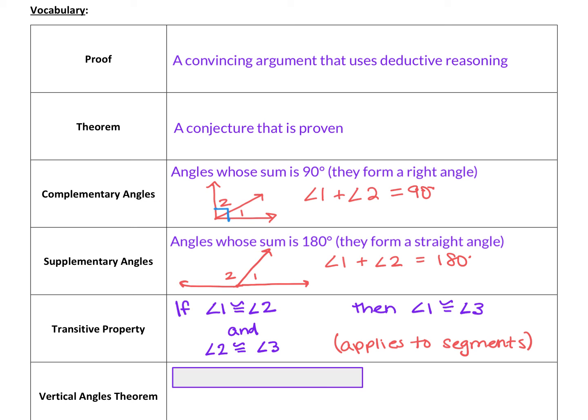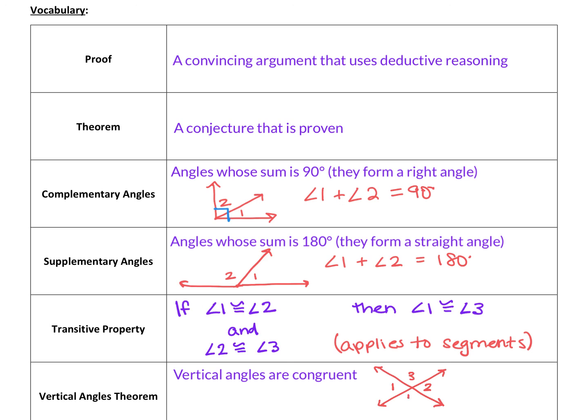All right, our last property is the vertical angles theorem. Vertical angles are congruent. So what are vertical angles? If you have two lines or segments that intersect, you have 4 angles that are formed. 1 and 2 are across from each other, 3 and 4 are across from each other. So we know angle 1 will be congruent to angle 2, and angle 3 will be congruent to angle 4. Anytime you see intersecting lines, you get a pair of vertical angles, and the vertical angles theorem tells us that they will be congruent.